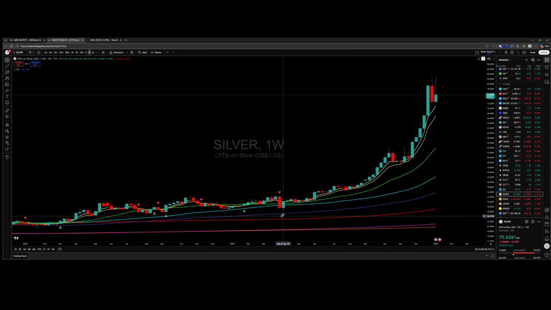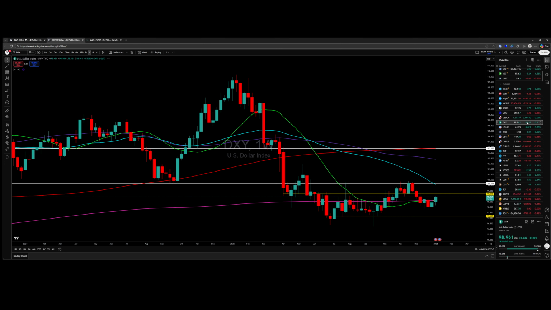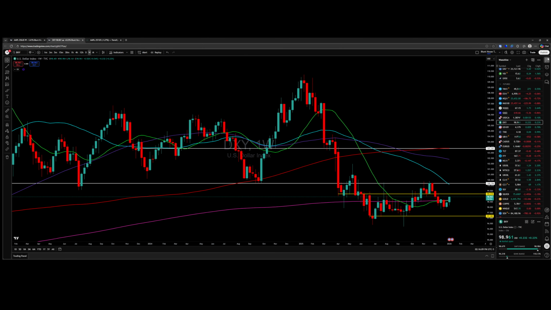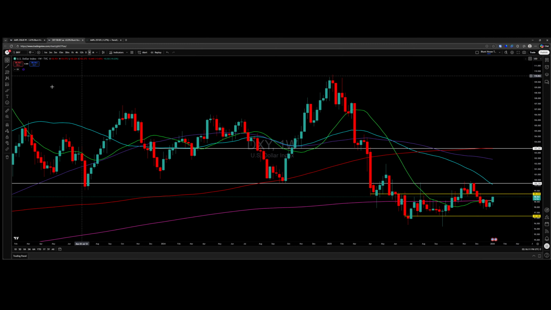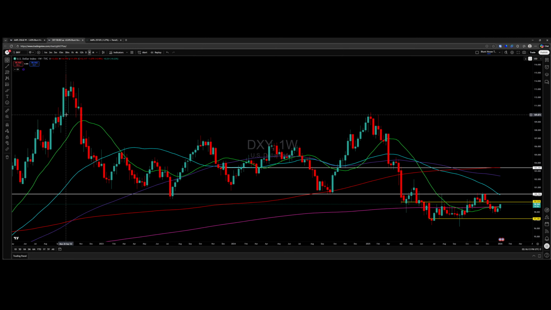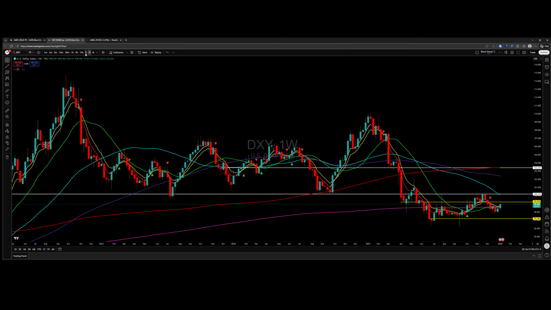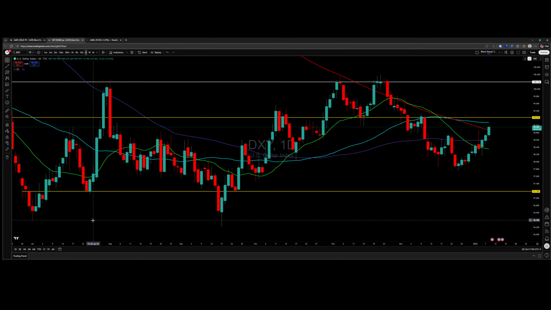And I know this looks so stupid simple. Well, let's look at another chart then. Fine, what do you want to look at? Here's the US dollar, or DXY, I should say. Weekly chart. Let's look at the daily. That's what I'm waiting for. Here you go.